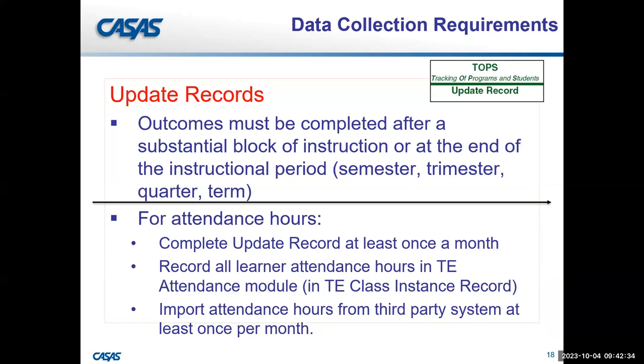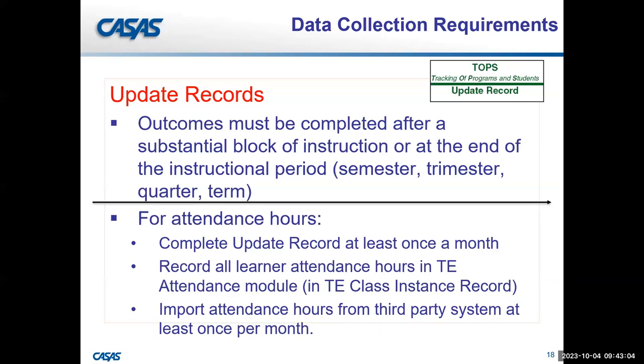There are fields on the update that matter not at all. In the old days, it was up to you to determine that. Now it's not. Now it's based exclusively on student attendance. Bottom line, that means you need to have attendance in TE for all your students, because TE needs to calculate who's exited and who's not. It's based on 90 days of no attendance. So we're saying, at least once a month, get your attendance in TE.